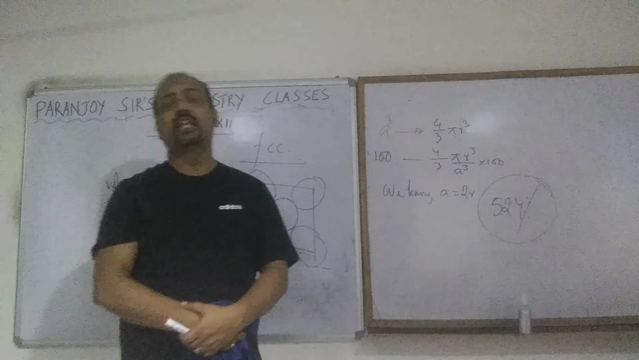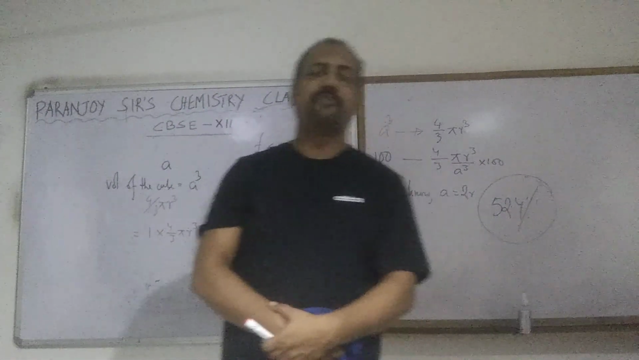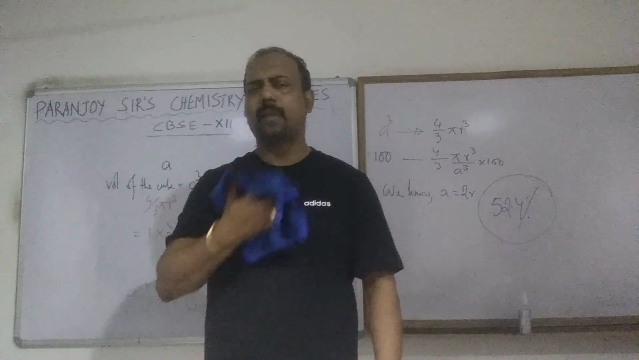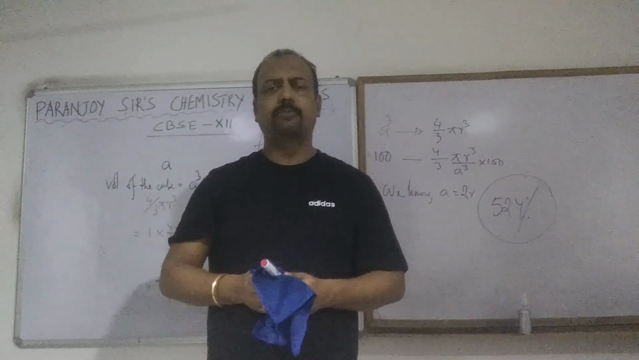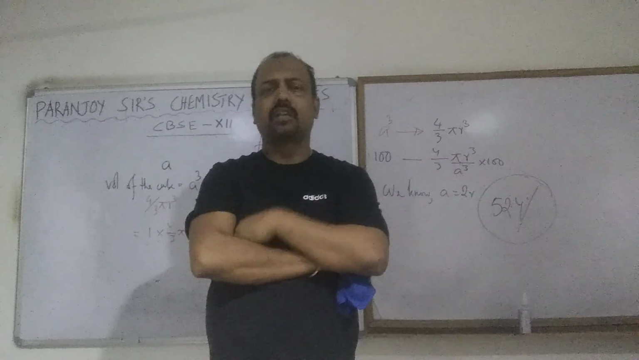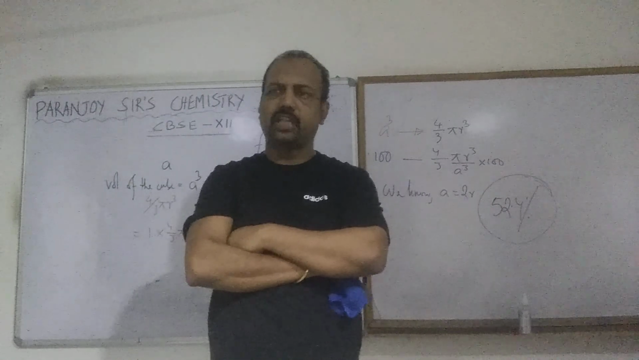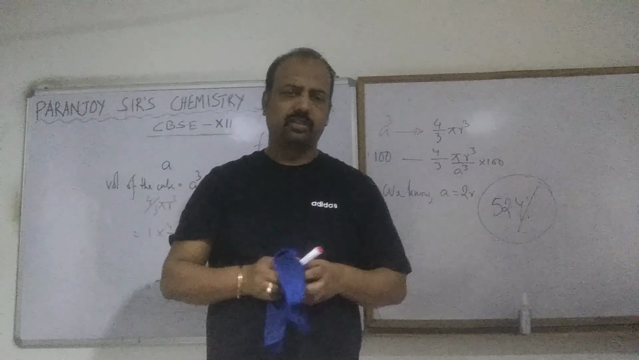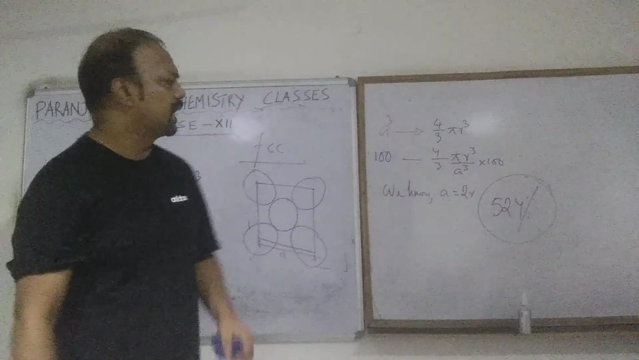How many lattice points are there effectively in FCC? Tell me, what is the effective number in FCC? It is 1/8 into 8 plus half into 6. So that is how much? 4, right? The effective number for FCC is 4, we know that.